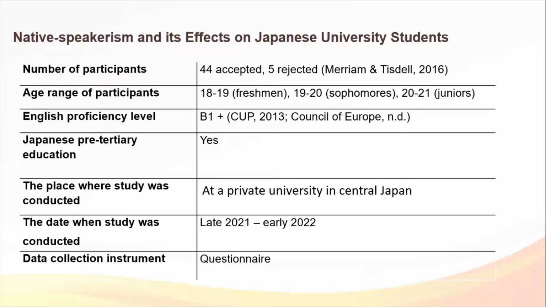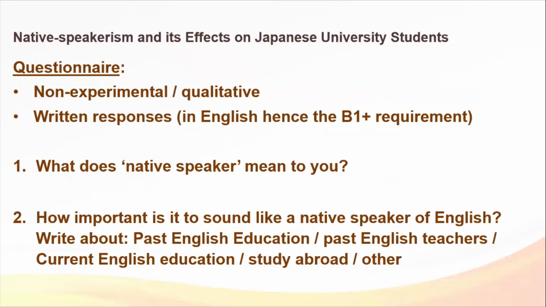And I collected the data via questionnaire. This questionnaire was non-experimental, so qualitative, and I asked participants for written responses. So that's why I made the level had to be at least B1. If you match that with the Cambridge can-do statements, B1 level means they can express their feelings, they can explain what they mean. And these were the 2 questions that I asked.